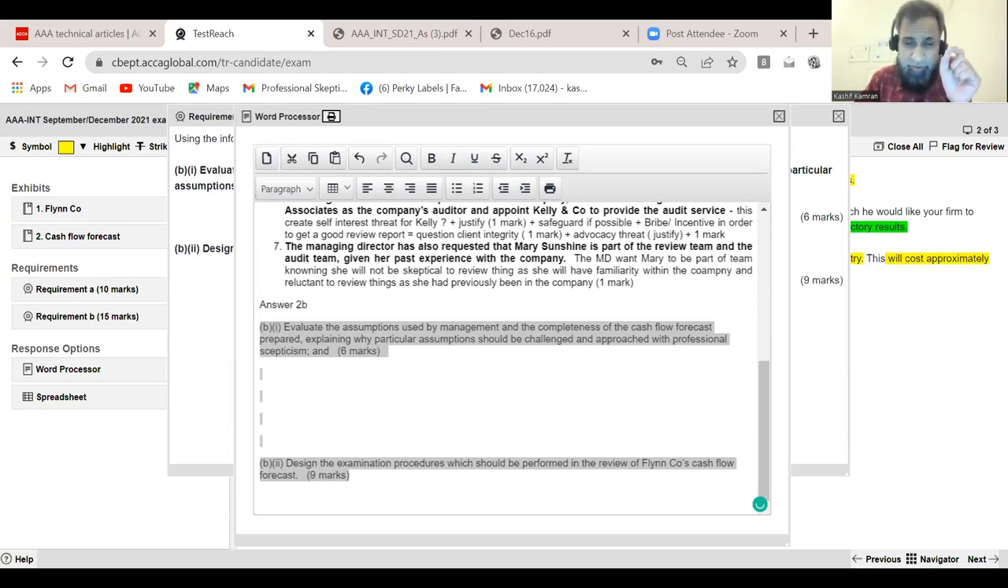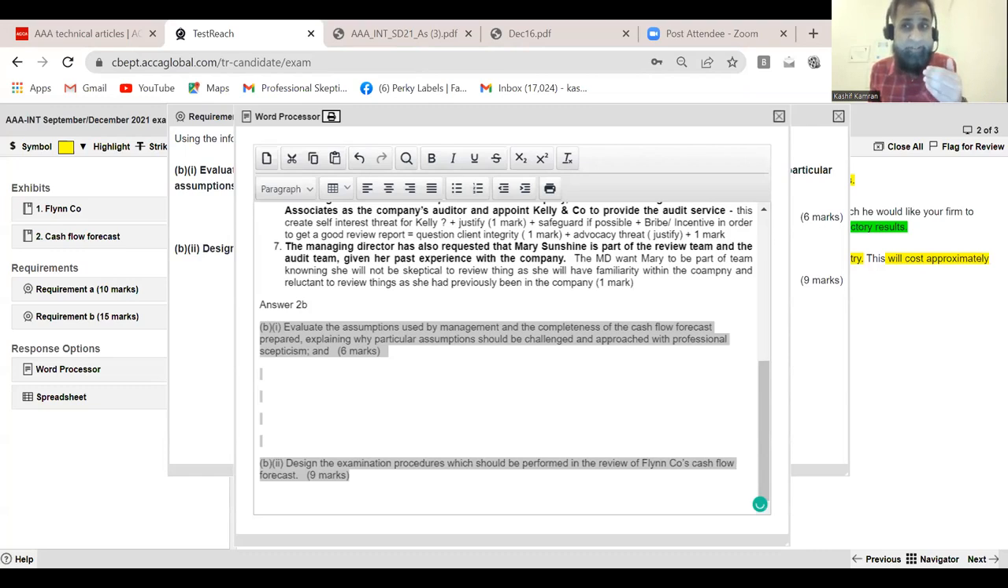Evaluate the assumptions used by the management and the completeness of the cash flow forecast prepared, explaining why a particular assumption should be challenged and approached with professional skepticism. Why do you believe that the assumptions given by the management should be challenged? Firstly, because it's been prepared by management, and management has a risk of management bias. Management might give you a favorable picture, even though they're facing a material uncertainty relating to going concern. The risk of challenging them is higher, and you need to approach them with professional skepticism, because again, in the backdrop, there is a material uncertainty.